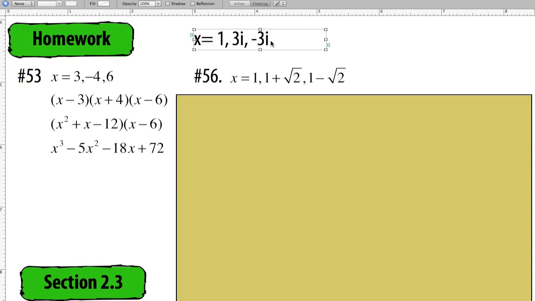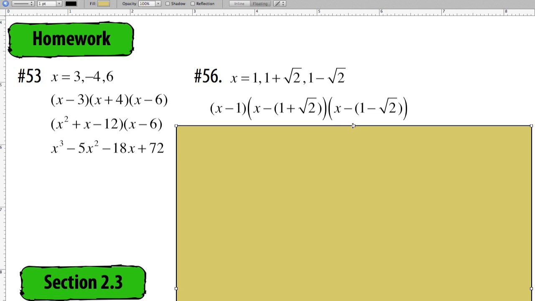Otherwise, when you go to multiply everything back together, it's going to be really ugly, and you're going to have lots of radicals left and lots of i's left over. You shouldn't have any of those. As you'll see in this problem, all of your imaginaries or all of your radical signs should disappear. So let's go through this one. The first part is to go ahead and rewrite it as factors.